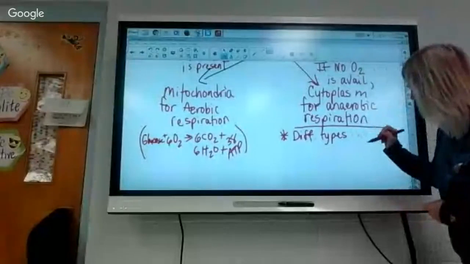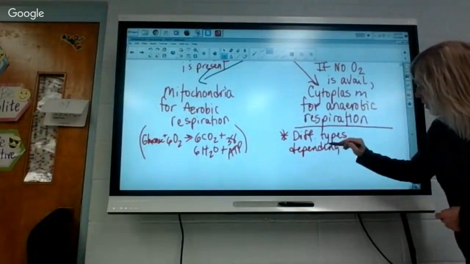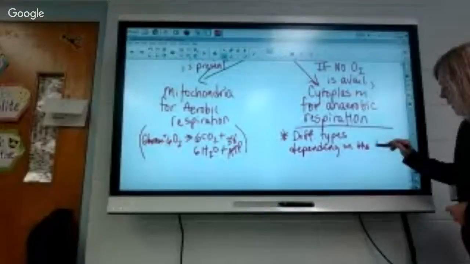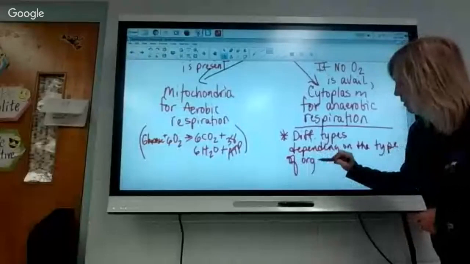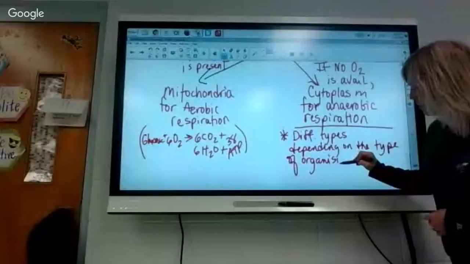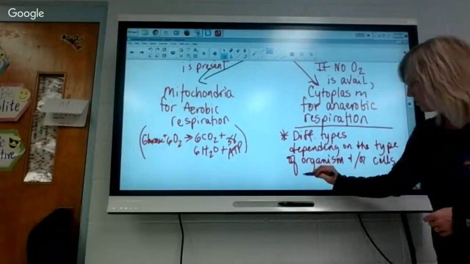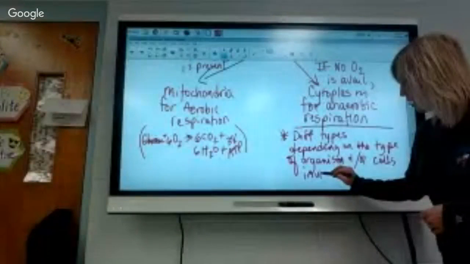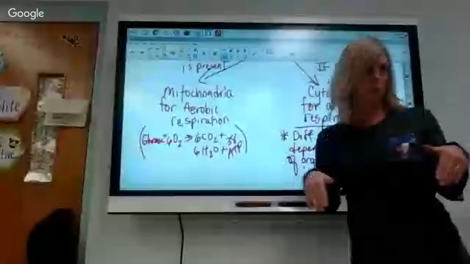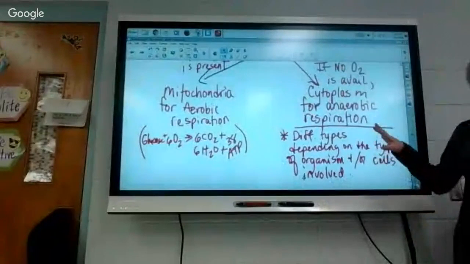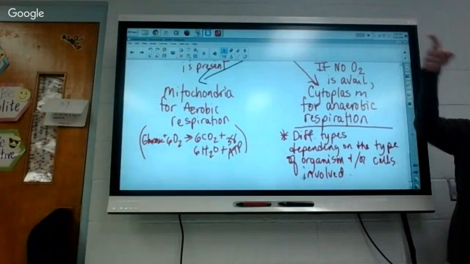depending on the type of organism or cells involved. So this is where we're going to pause in just a second. We're going to set up one type of this, and that's going to be alcoholic fermentation.